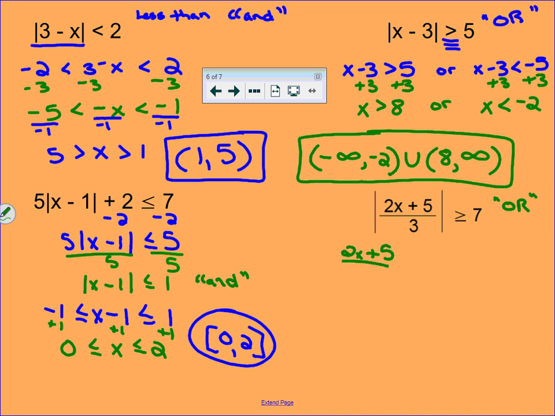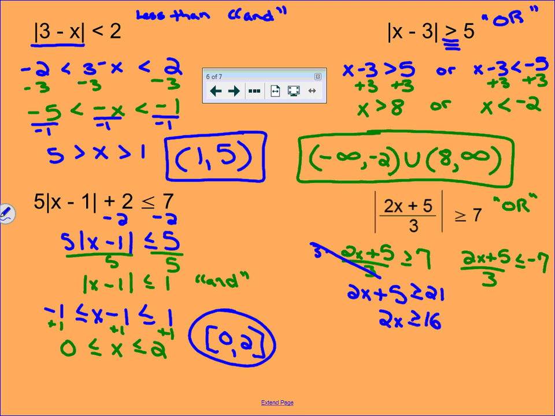2x plus 5 over 3 is greater than or equal to 7. And you have 2x plus 5 divided by 3 is less than or equal to negative 7. So we're just solving for both pieces here. No matter which one you're solving for first, you need to multiply both parts by 3. So you end up with 2x plus 5 that is greater than or equal to 21. I take 5 away from both sides, end up with 2x that is greater than or equal to 16. I divide, and I end up with x that is greater than or equal to 8.